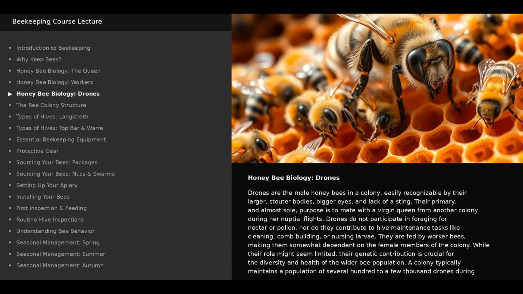While their role might seem limited, their genetic contribution is crucial for the diversity and health of the wider bee population. A colony typically maintains a population of several hundred to a few thousand drones during the active season. Their presence is a sign of a healthy, thriving colony, ready to contribute to the genetic pool.